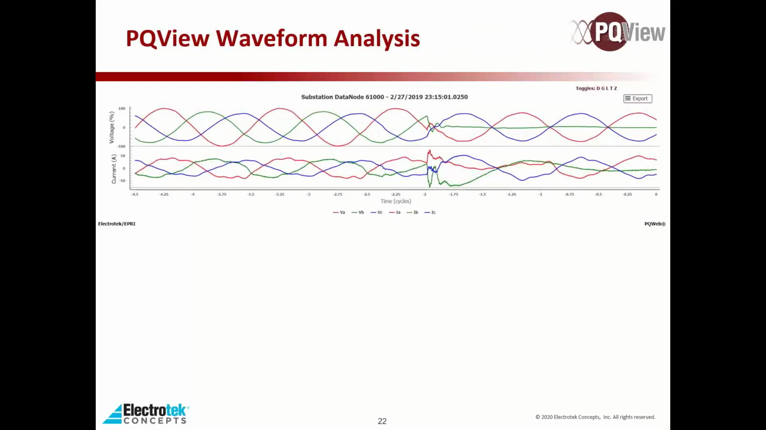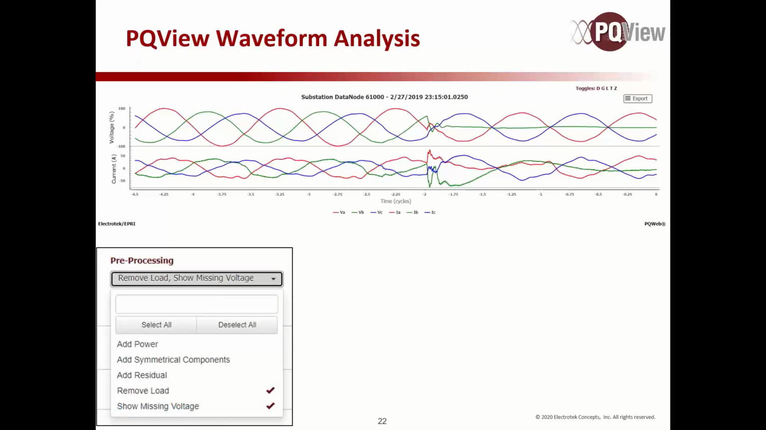So now I'm going to get into some examples of PQView's waveform analysis. I'm going to go through this fairly quickly. This is showing an interactive waveform inside of PQView, inside of PQWeb actually. One of the quick analyses we can do from the beginning, which I think is kind of slick, is what's referred to as remove load and show machine voltage. What that does is take the first cycle of the voltage and remove it from that and each subsequent cycle, and does the same thing with the current.